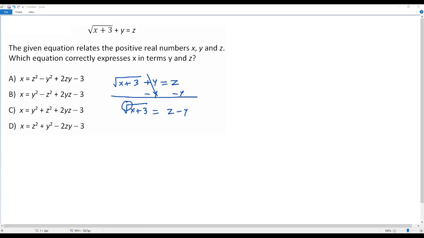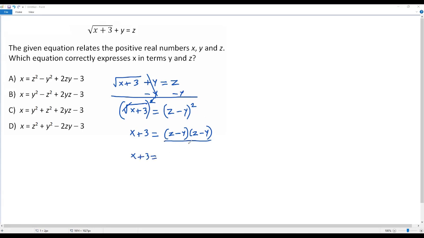Now, to get rid of this square root, we have to square both sides of this equation. Let me do it. Then the square root and the square will cancel out. We get x + 3 on the left side of the equation. On the right side, we can write the square of the binomial over here as (z - y) times (z - y). Since we have the exponent 2, I write the base 2 times and multiply them. Okay, x + 3 equals (z - y)^2.